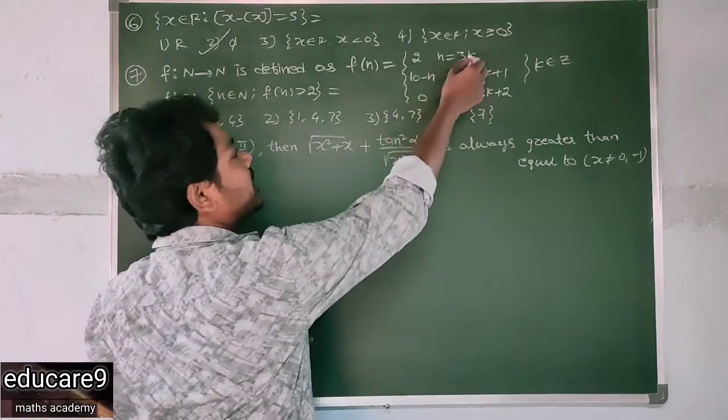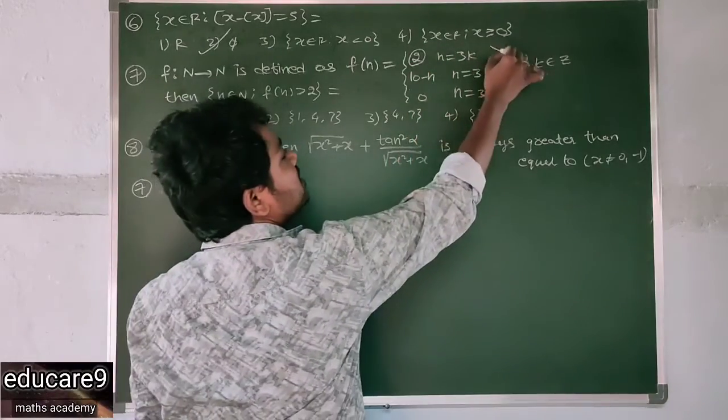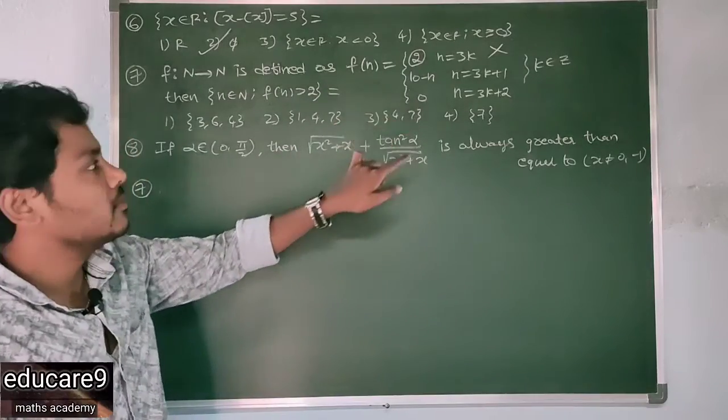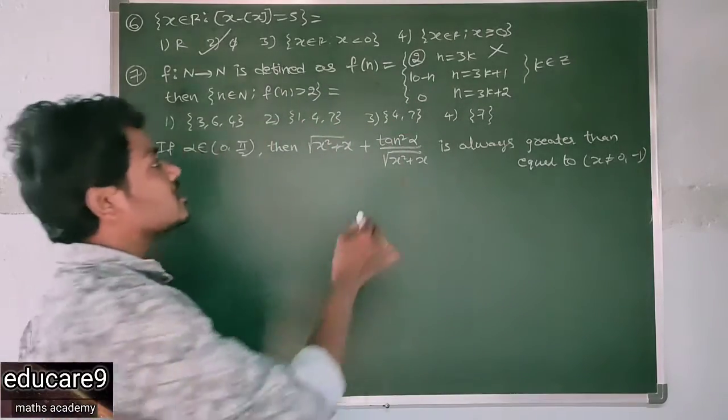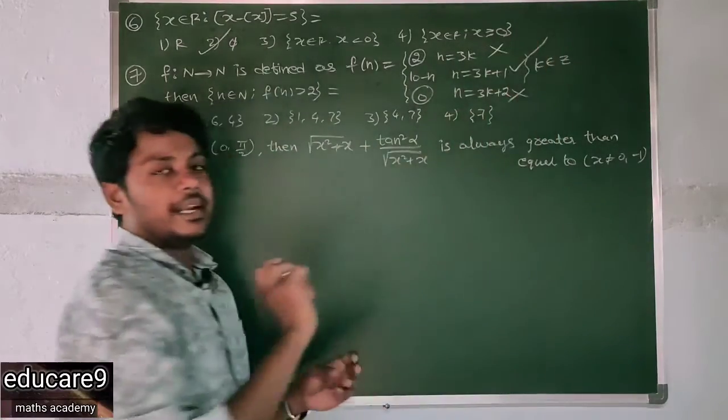See here, if you put any value of n in the first case, the value is 2. So clearly this is not possible. And the last one is 0, but here we need greater than 2. So this is also not possible. So the only possible value is the middle one.